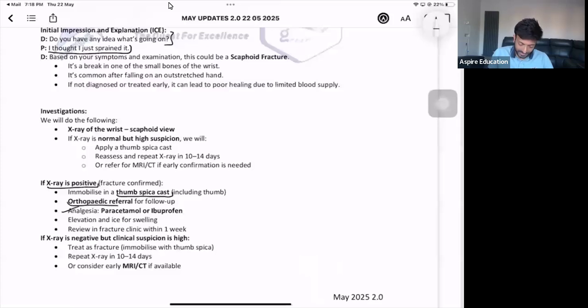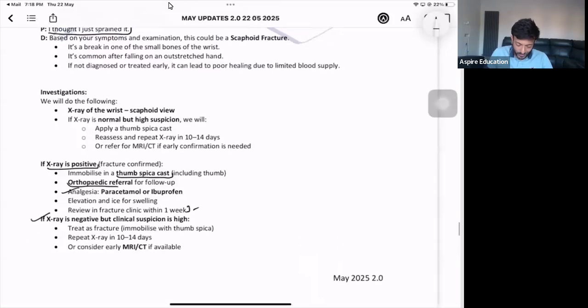Orthopedic referral, and paracetamol, the analgesia that you're going to give, and then review this fracture after a week or so. If the X-ray is negative but the suspicion is high, what you do, you still go with the same management. You still go with the thumb cast, right? And then you repeat the X-ray after a week or two, and if needed, we might go for an MRI scan as well. We don't go straight away because it's not very emergency, and it's not easy to get a date for an MRI scan straight away in this country. It takes time, right? So if it's positive or negative, you see the management is kind of the same, right?